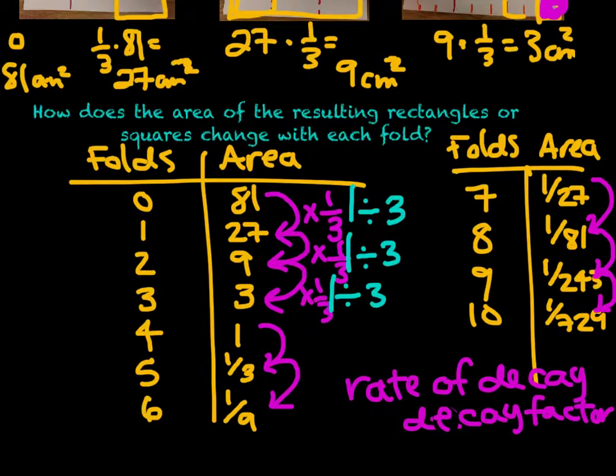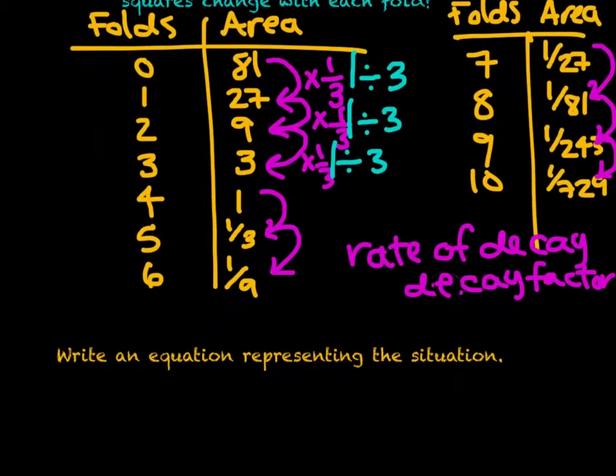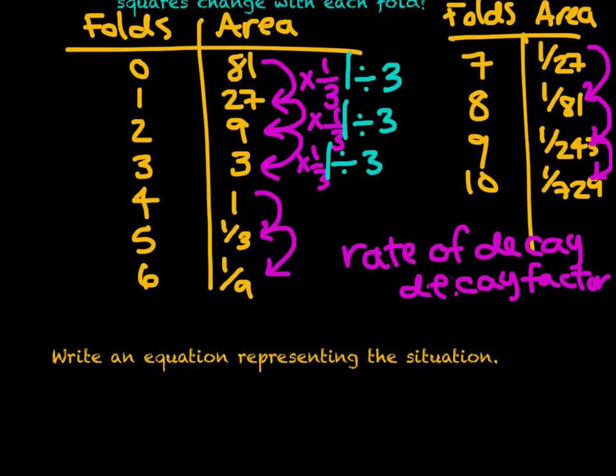So 81 divided by 3 gets me 27. 27 divided by 3 gets me 9. 9 divided by 3 gets me 3. 3 divided by 3 gets me 1, and so on. And then we can get down into 1/3, 1/9, 1/27, 1/81, 1/243, 1/729. Kind of crazy. So from there, let's write an equation that represents this situation. Thinking about our past equations that we've written for exponential growth, we've had this format.